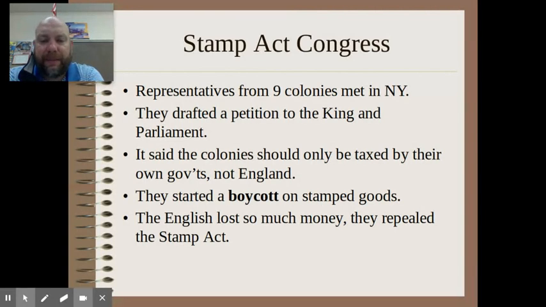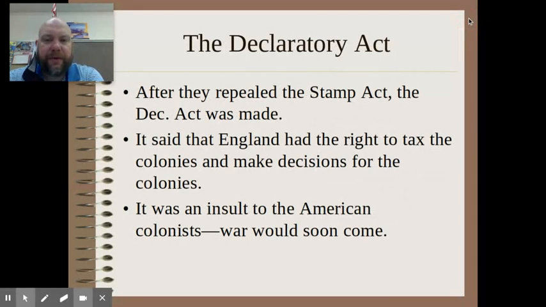They created something called the Stamp Act Congress and basically said, we're boycotting all stamped goods. And basically, we're only paying taxes to ourselves. We're not taxing the English. And it worked. England lost so much money, they undid the law. And this showed that the colonists are going to start standing up for their actions.